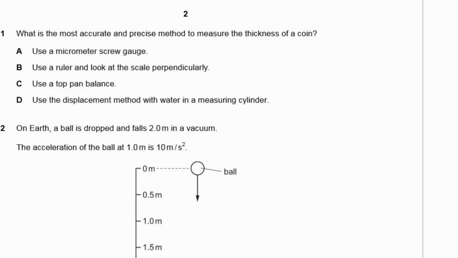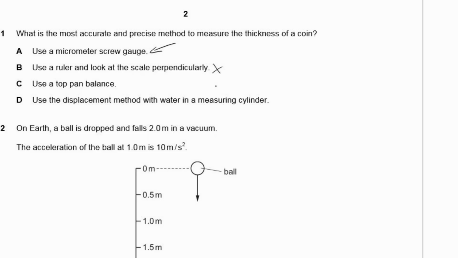Question number 1. What is the most accurate and precise method to measure the thickness of a coin? Alright, coins are pretty small, so we're going to want something that can measure small things well. Now, first option A, micrometer screw gauge. That is excellent for measuring small things. Use a ruler and look at the scale perpendicularly at 90 degrees. Well, you'd want to do that if you use a ruler, but a ruler will only give it to you to the nearest millimeter. A micrometer screw gauge does it to the nearest micrometer, so it's a lot more accurate.